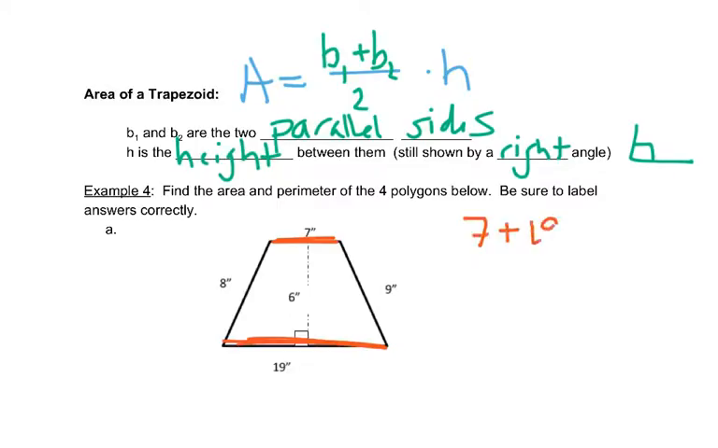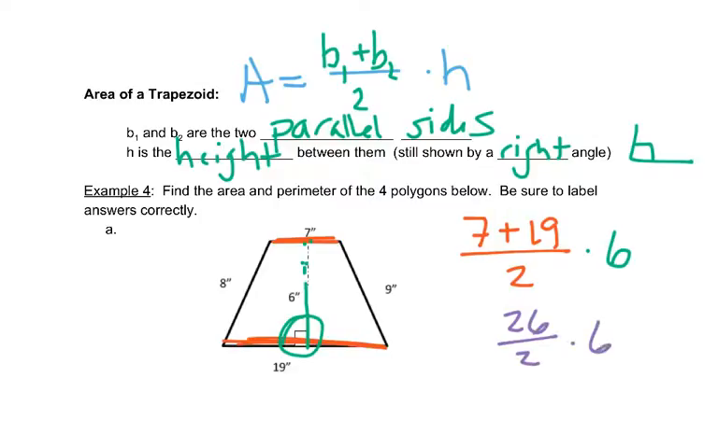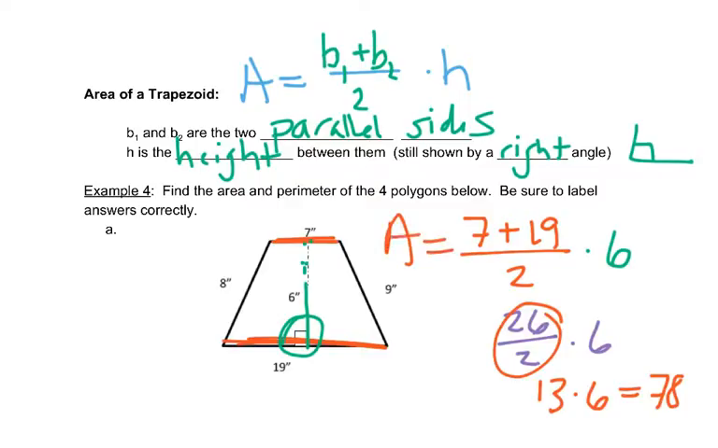So we'll have 7 plus 19, and we're going to divide them by 2. And then the distance in between them shown by that right angle is 6. So we're going to multiply by 6. So 7 plus 19 first is 26 divided by 2. And then we'll multiply by 6 in a minute. So 26 divided by 2 is 13. And 13 times 6 is 78. So our area is 78 square inches.